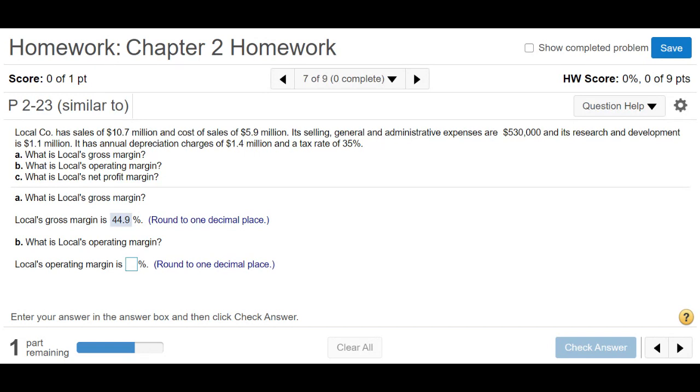Okay. So write this down. Write down what I just said. Can you repeat it again? It's your sales minus cost of sales, divided by sales, and then times 100.